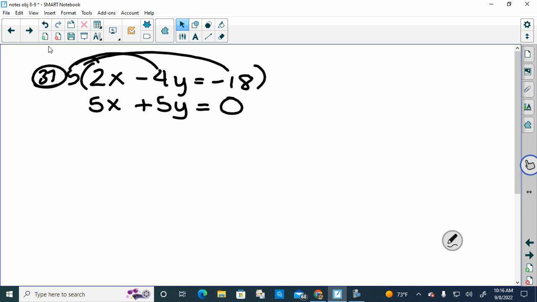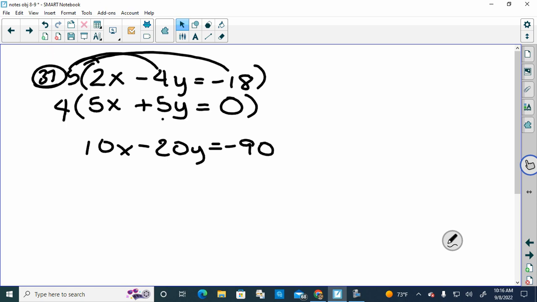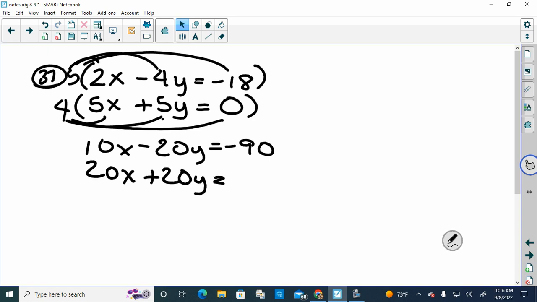Okay? So I'm going to go ahead and do this. I've got 10x minus 20y equals negative 90. Okay, what do I need to multiply this one by in a second thing? 4, because I need this to be 20, right? So everything has to be multiplied by 4. Okay, so 4 times 5 is going to be 20x. 4 times 5 again is going to be a positive 20y, and anything times 0 is going to be 0.